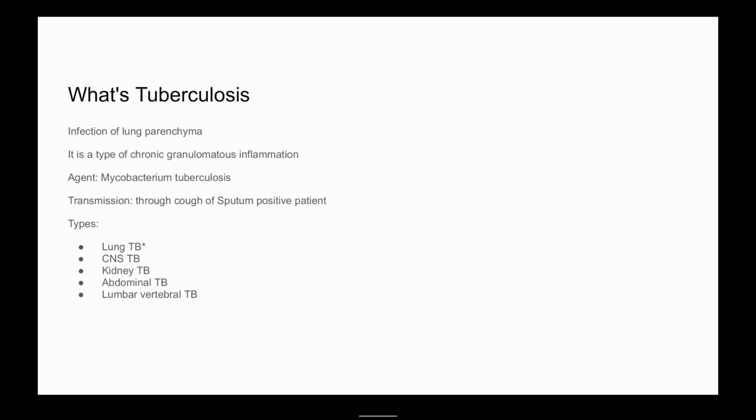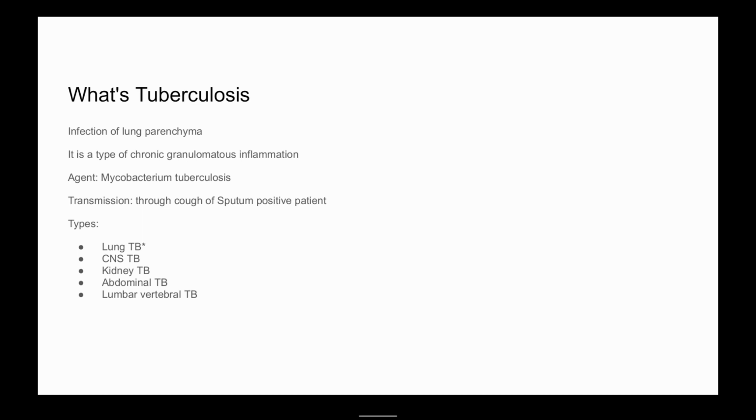What tuberculosis actually is, or its acronym TB. TB is basically an infection of lung parenchyma, that is the functional part of the lung, or can be defined as chronic granulomatous inflammation of the lungs. The bug responsible for it is Mycobacterium tuberculosis, which is an acid-fast bacillus.